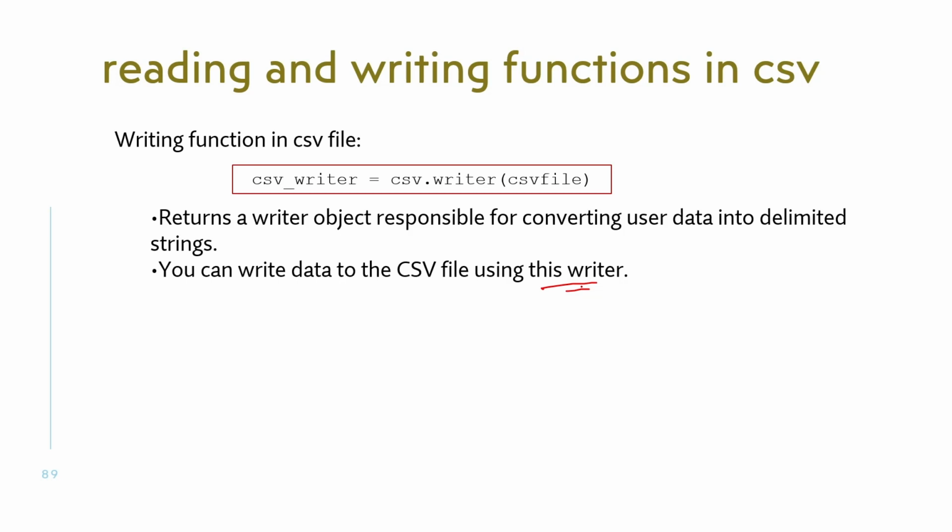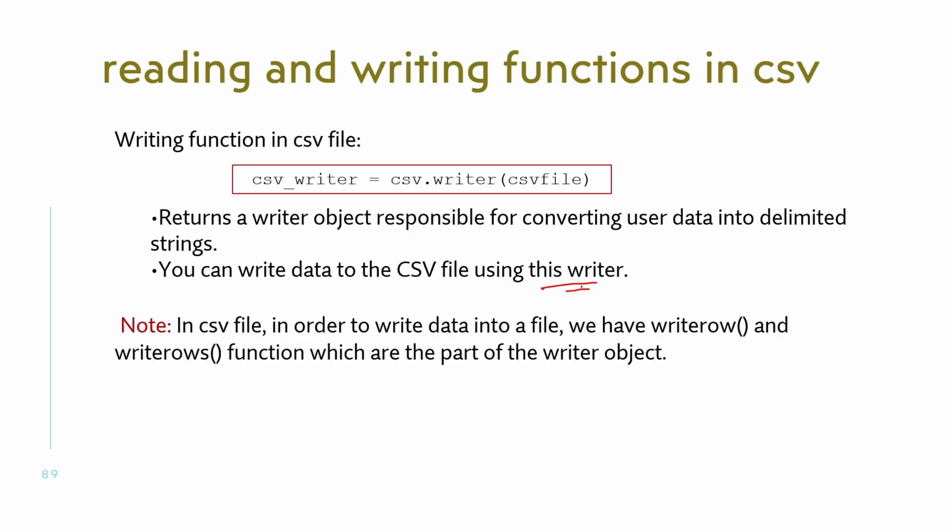In order to write the data into the CSV file, the writer object will, with the help of the writerow and writerows functions, let you write the data into this particular file. Okay. So these functions, writerow and writerows, as the names themselves indicate, writerow is for writing a single row and writerows is for writing multiple rows in a CSV file. These functions are part of the writer object.